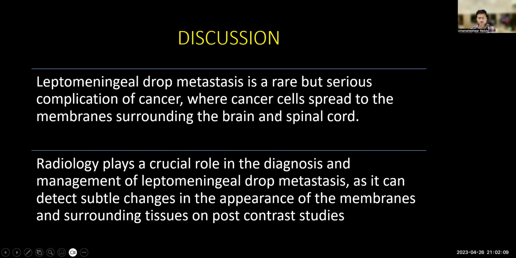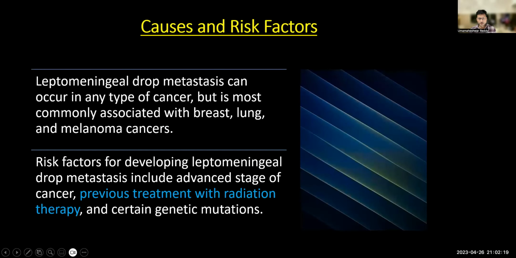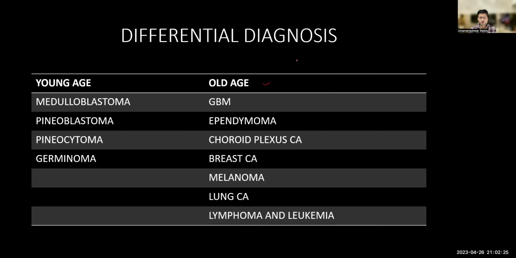Leptomeningeal drop metastasis is a rare but serious complication of cancer where cancer cells spread through the membranes of the brain and spinal cord. MRI is very important to diagnose this condition. The differential diagnosis in old age, the patient was 54-year-old. For a similar picture, we can diagnose glioblastoma multiforme, ependymoma, choroid plexus carcinoma.